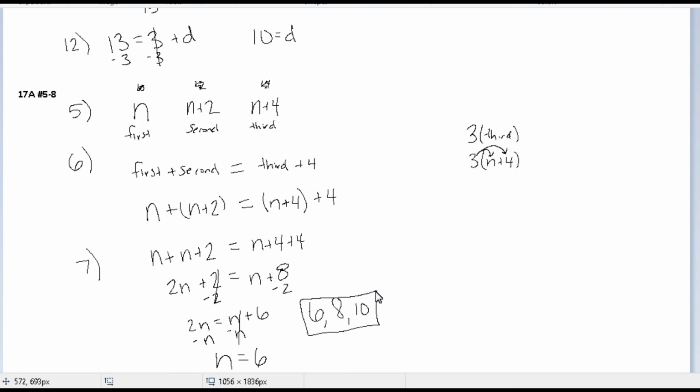Now on number 8, when they ask me to check it, I'm going to go back up. The sum of the first and second. This is the first, this is the second. So the sum of the first and the second integer is equal to the third integer plus 4. So now I just want to check. 6 plus 8 is 14. 10 plus 4 is 14. And we're correct.